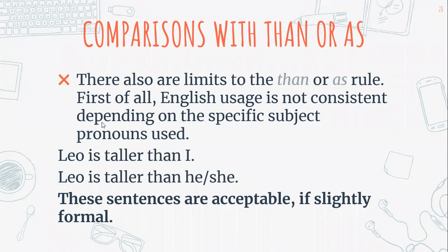So there are limits to the than or as rule, as I was explaining. First of all, English usage is not consistent depending on the specific subject pronouns used. So, Theo is taller than I, Theo is taller than he or she. These sentences are acceptable if slightly formal. In layman's terms, a normal person would not just say Theo is taller than he or she. We normally add in the missing words, even though we know that they are supposed to be there.